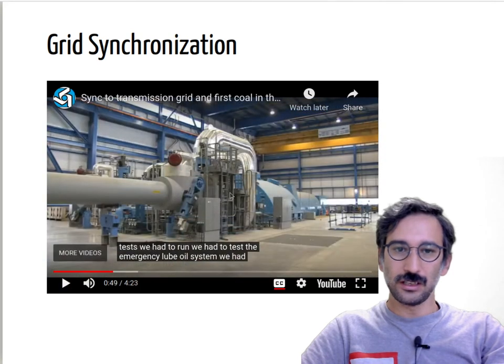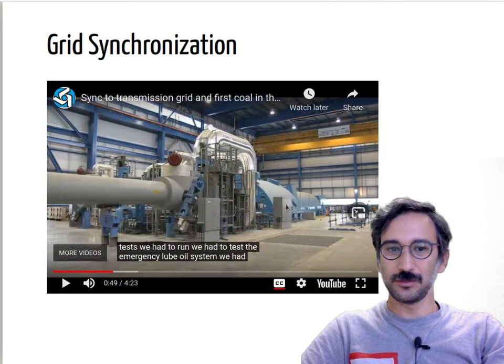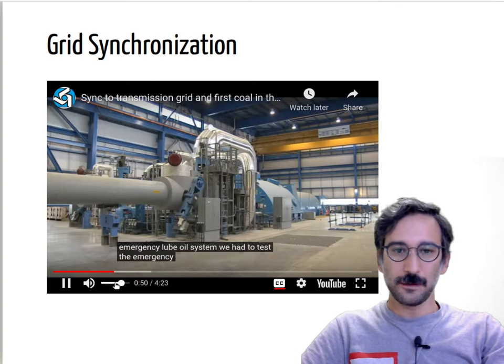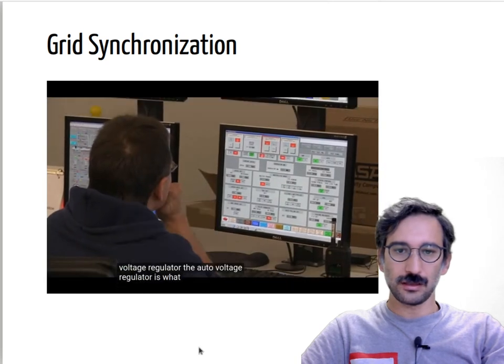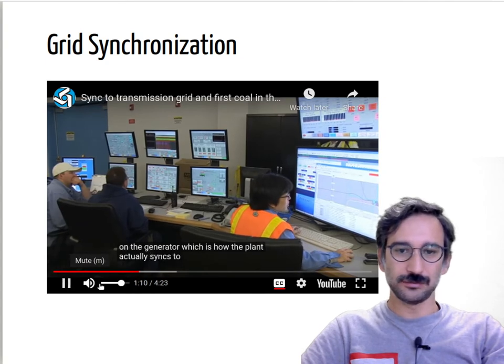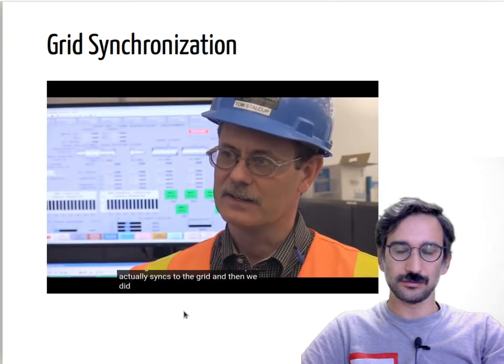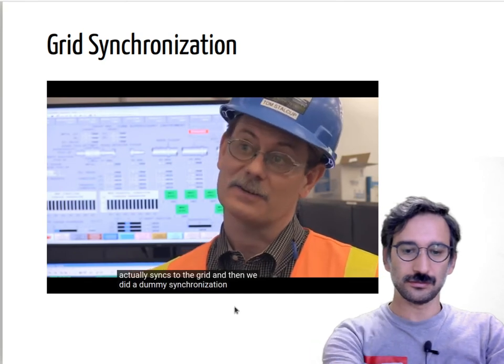So here it is like the steam engines, and you have the synchronous generators here, and that steam is coming from some furnaces somewhere else. That's the emergency trip system, which is the auto voltage regulator. The auto voltage regulator, AVR, is what controls the voltage of the generator, how the plant actually syncs to the grid.